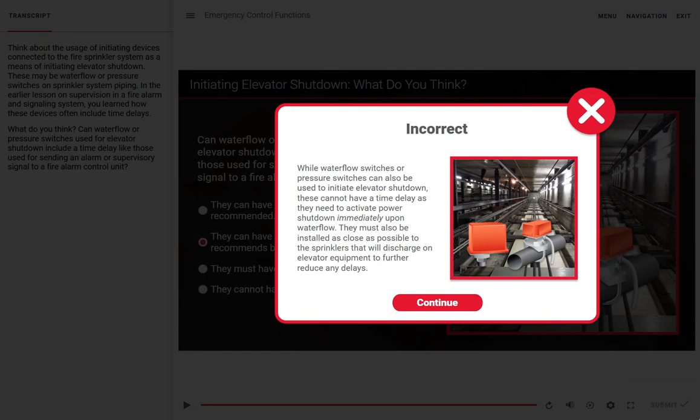Sorry, that's incorrect. While water flow switches or pressure switches can also be used to initiate elevator shutdown, these cannot have a time delay as they need to activate power shutdown immediately upon water flow. They must also be installed as close as possible to the sprinklers that will discharge on elevator equipment to further reduce any delays.